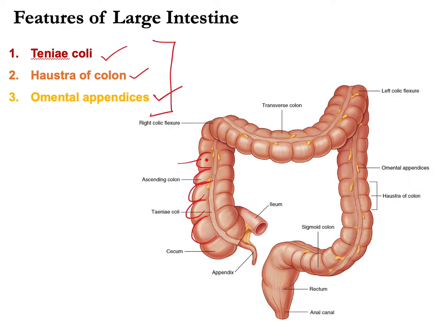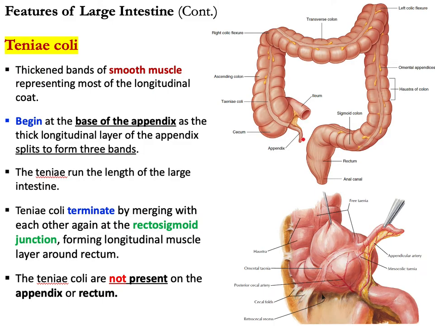This is really an important feature there. Also, look at these fat appendages here. We call them omental appendices. So you have three features. You have the tinea coli, you have the haustra, and you have these fat appendices. We call them omental appendices. Right, so let us start with the tinea coli.